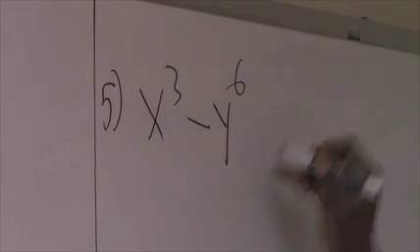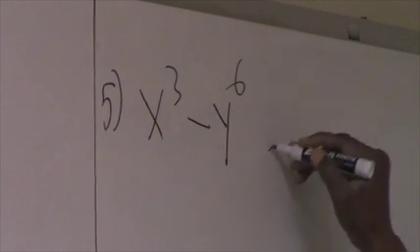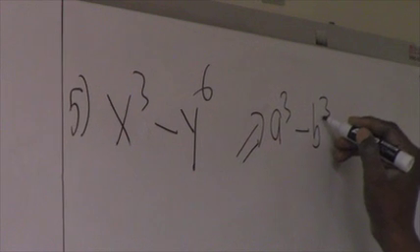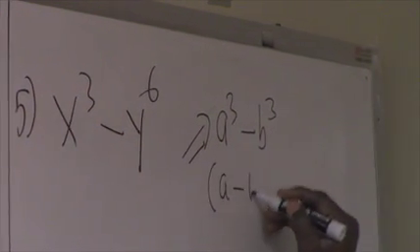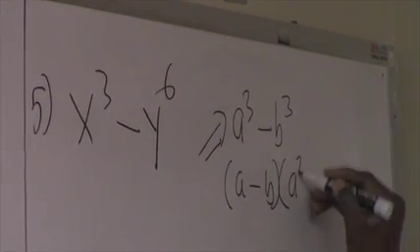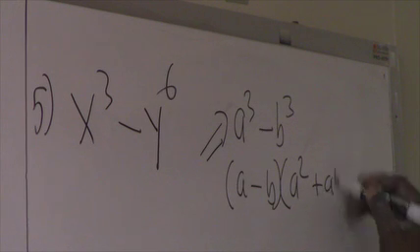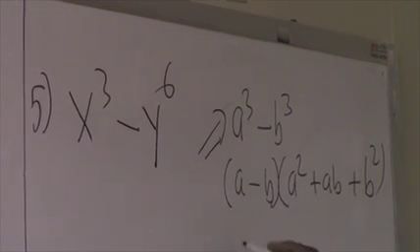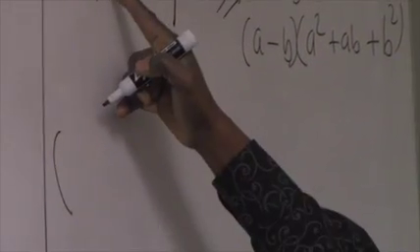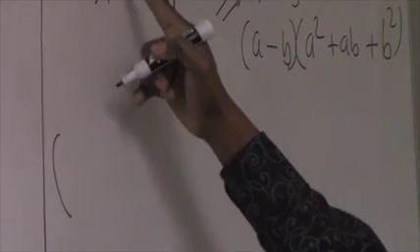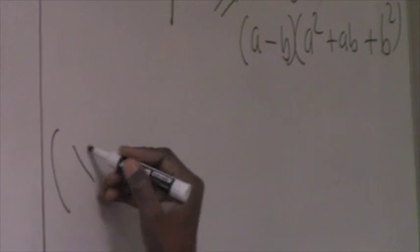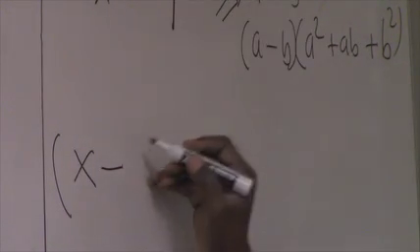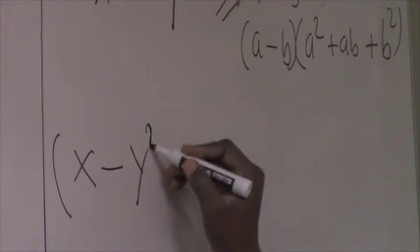So what we have here is a case of a cubed minus b cubed, which factors into a minus b times a squared. Remember the opposite? AB, always what? Positive at the end. So basically, what's the cube root of this? We can get this by dividing the power of 3 by 3. So we have x minus, and we can get the cube root of y to the 6 by dividing that by 3. We have y squared.